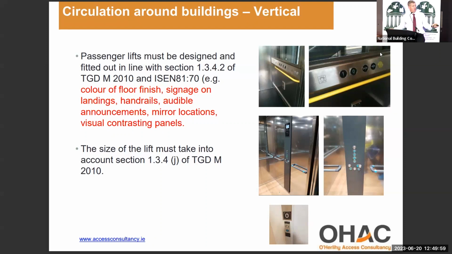The light color is to give the perception for someone with a vision impairment that they're not stepping into an empty lift shaft. And then things like the controls and signs on the landings need to be located 500 from corners and stuff like that.